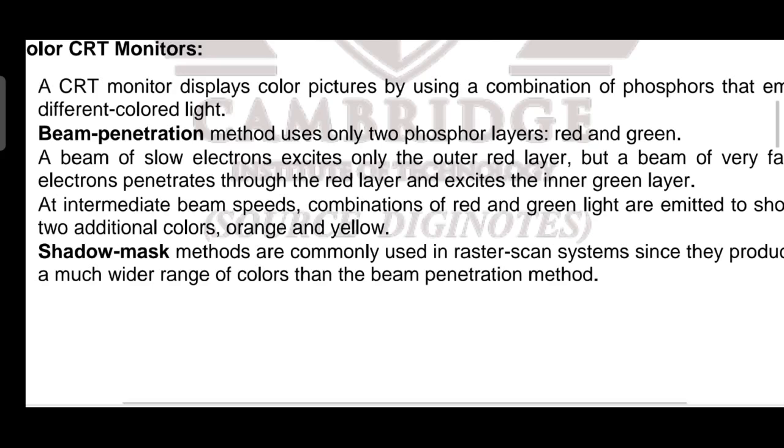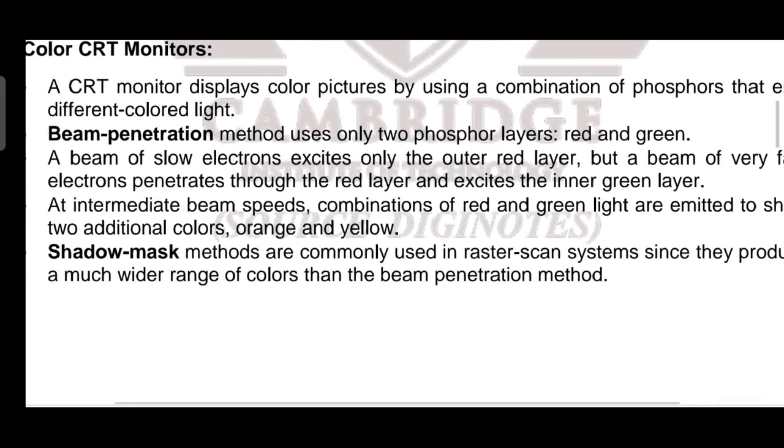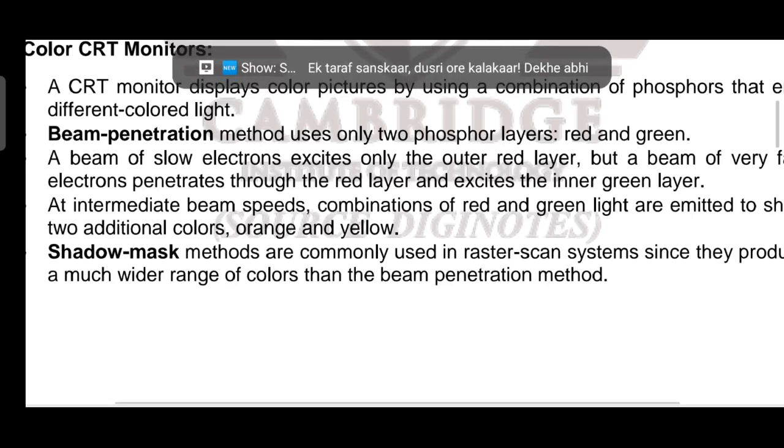Okay. At intermediate beam speeds, combinations of red and green light are emitted to show two additional colors, that is, orange and yellow. Okay, a combination of these two will result in orange as well as yellow color, that is a combination of red and green. That is the additional color we are able to see over the screen, under the beam penetration method.